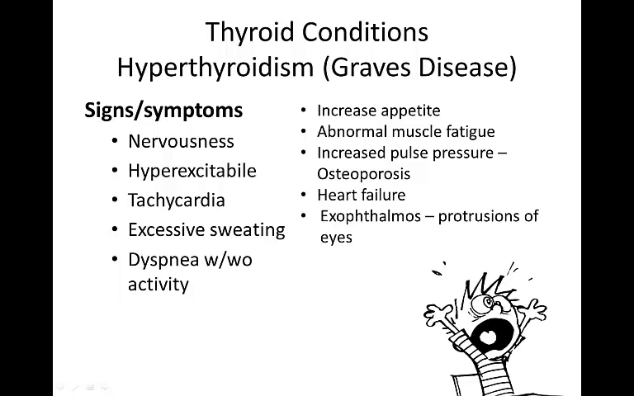A fine tremor of the hands may be observed, and patients may exhibit exophthalmos, or bulging eyes, which produces a startled facial expression. Other manifestations include an increased appetite and dietary intake, progressive weight loss, abnormal muscular fatigue, and weakness. There's often difficulty in climbing stairs and rising from a chair. Other signs include amenorrhea and changes in bowel function.